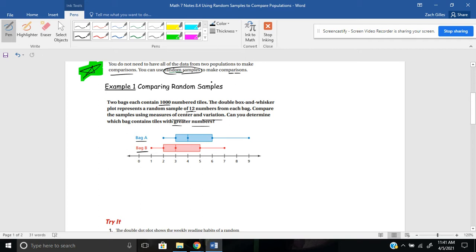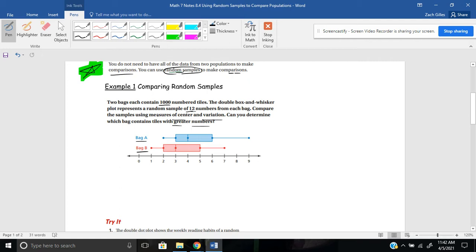All right, that's kind of a wordy sentence there, or paragraph. A lot of these are. So if you need to reread that, please feel free to do so that you have a good understanding. But basically, we're comparing these two bags and seeing, can we determine which of them has greater numbers in the bags from the data that we picked.